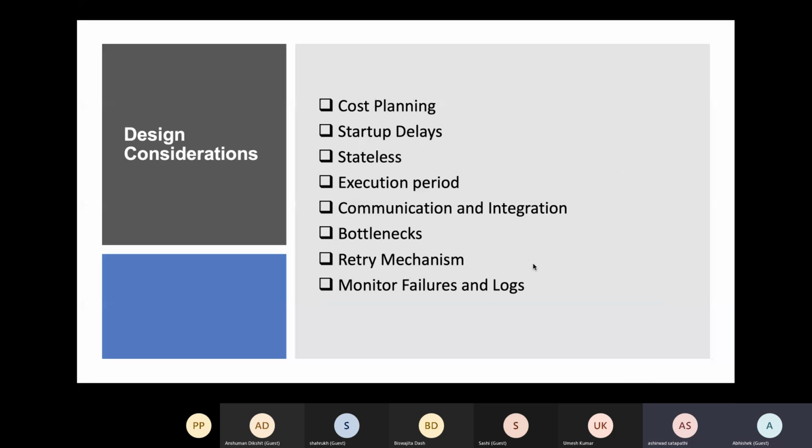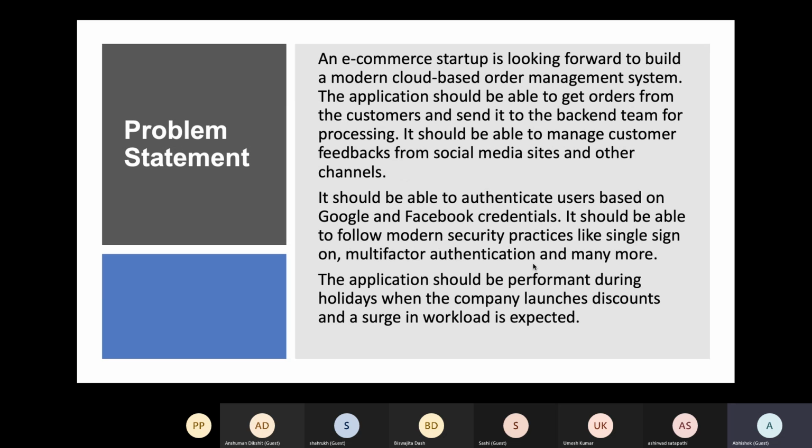Okay, so by now we discussed a lot of theoretical aspects. Now let us get into a problem statement, and we will try to build a solution for this. It's a pretty important use case in today's world if you are from the retail industry. I have an e-commerce startup that is looking to build a cloud-based solution. They have some on-premises solutions, but now they want to go to the cloud.